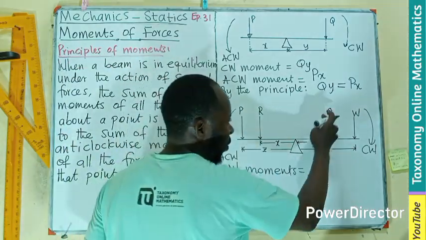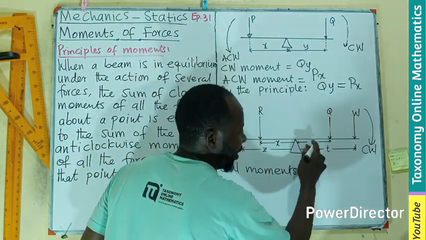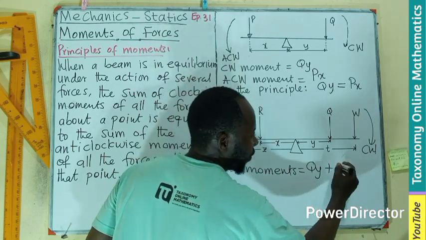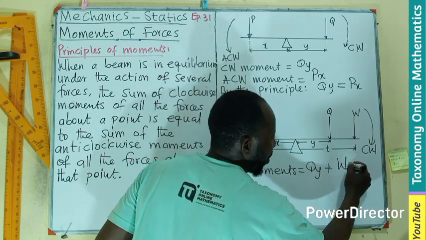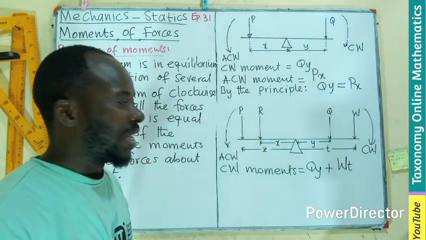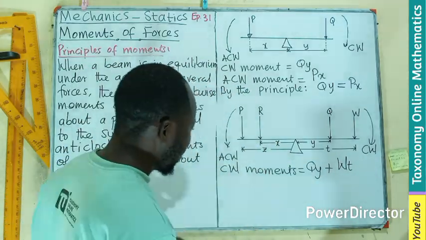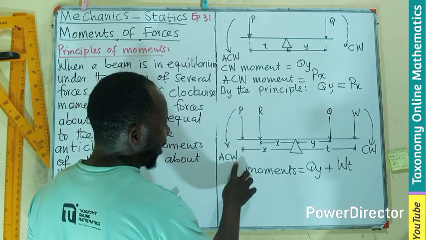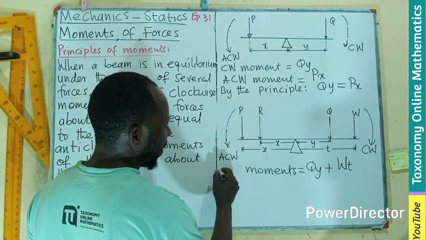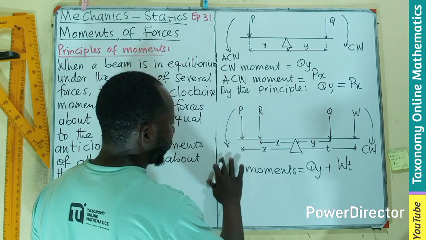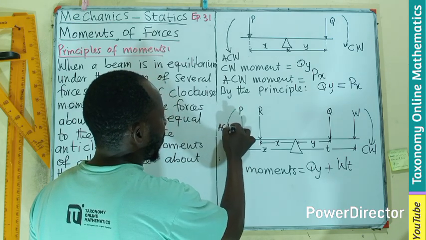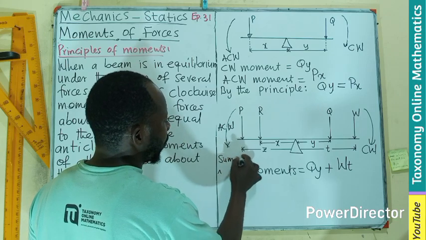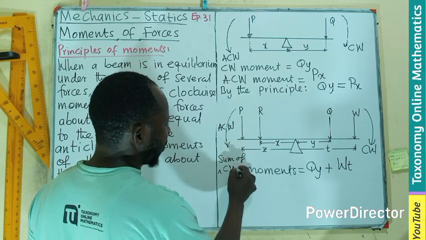So the first force is going to be Q, the distance will be Y. So Qy plus the second force, W, multiplied by what? The distance T. So let's say the sum. Okay, this is the sum of what? Clockwise. Let's put this one at this place as anti-clockwise direction. So you have the sum of the clockwise direction.